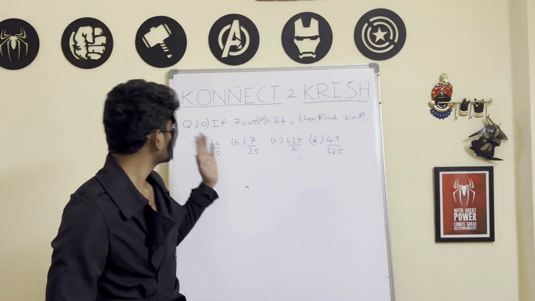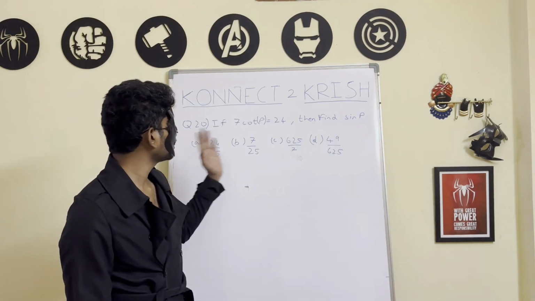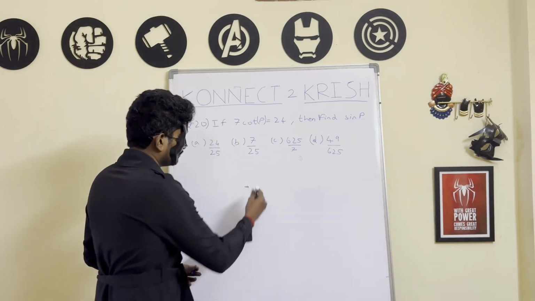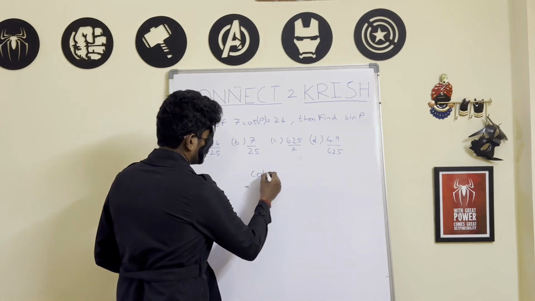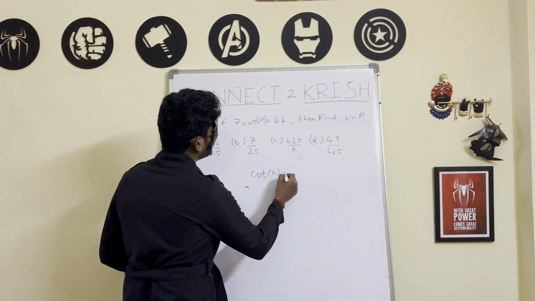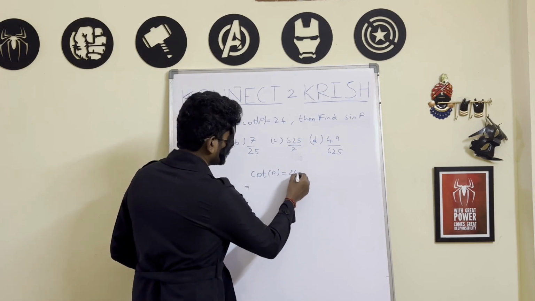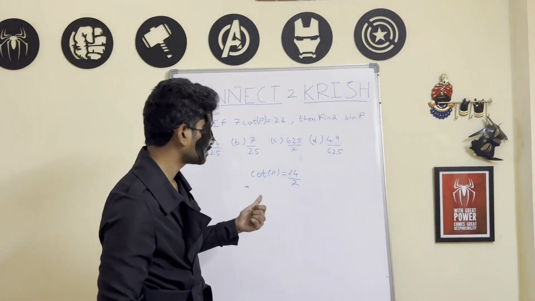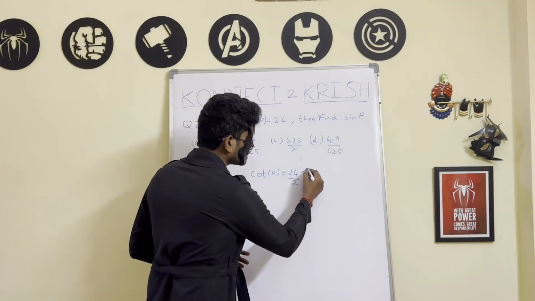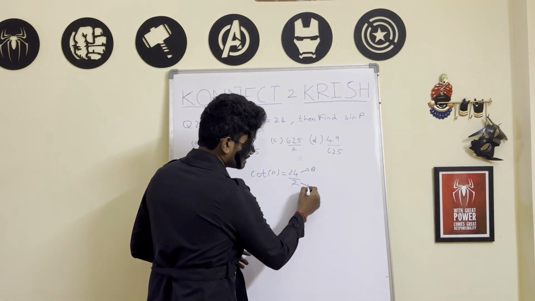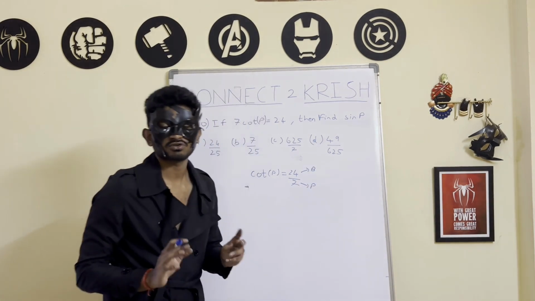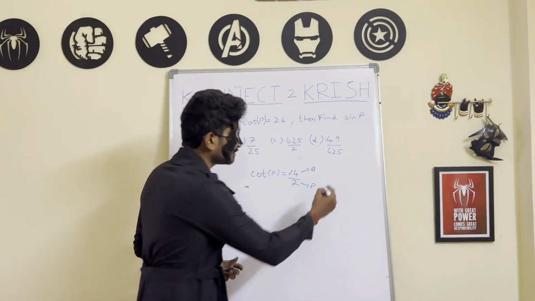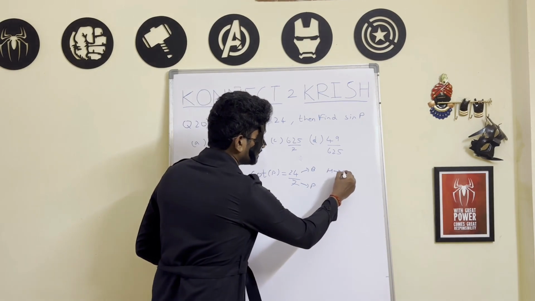So superhumans, next question is, if 7 cot P is equal to 24, then find the value of sin P. So here cot P value is given as 24 by 7. I already taught you that cot is nothing but base by perpendicular. So 24 is base, 7 is perpendicular. And I also told you to memorize triplets. So 7, 24 and 25 will form a triplet. So hypotenuse will be 25.